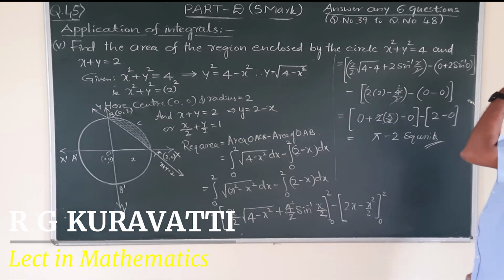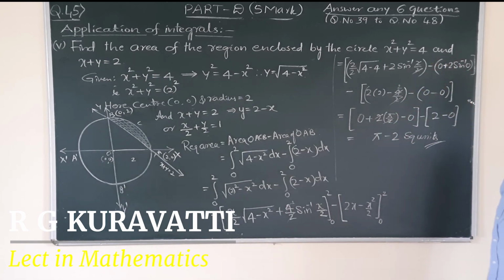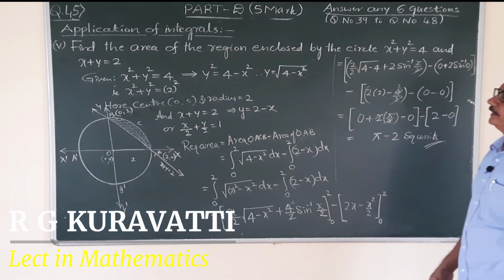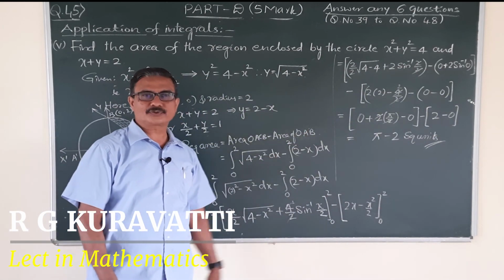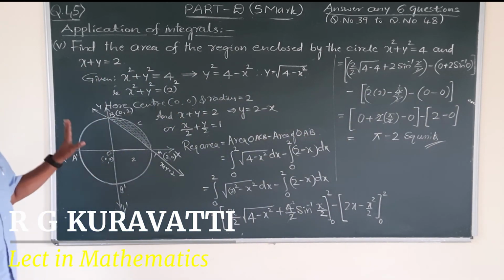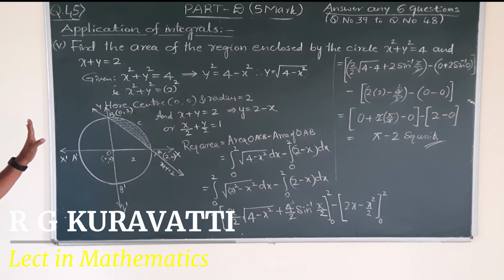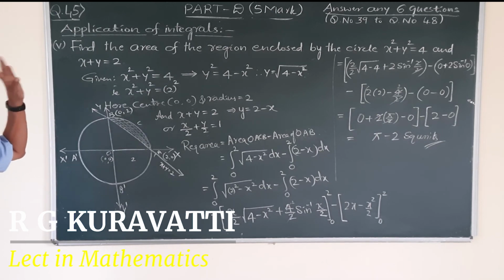So the area of the region enclosed by the circle and the line x plus y is equal to 2 is pi minus 2 square units. So these are the important problems. That is question number 45.